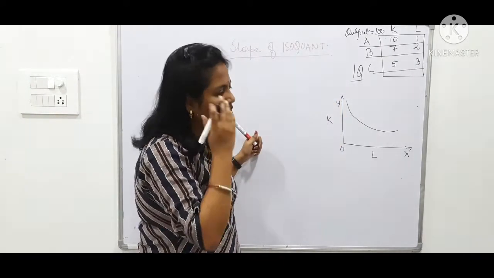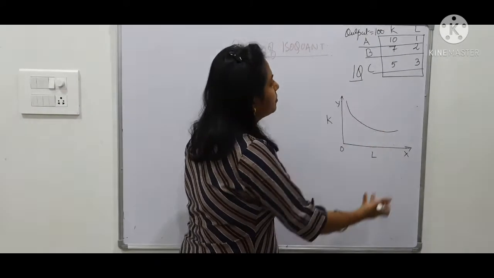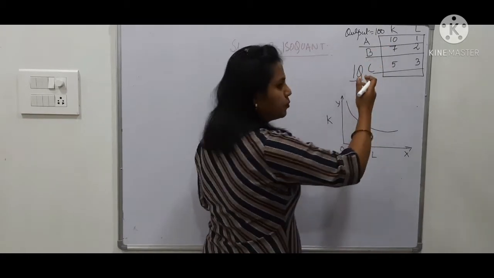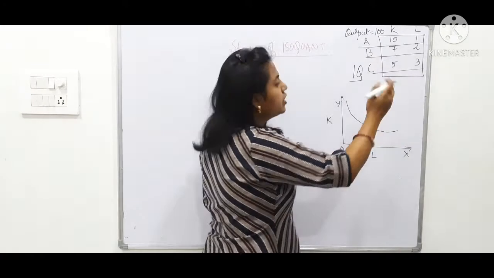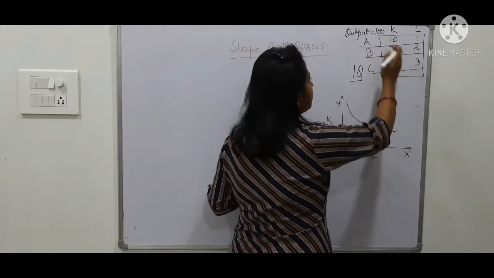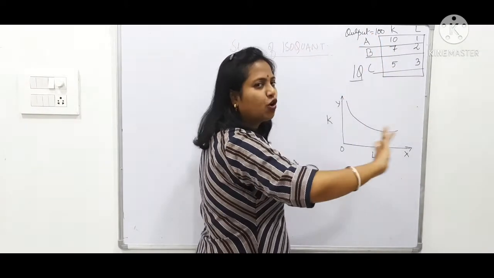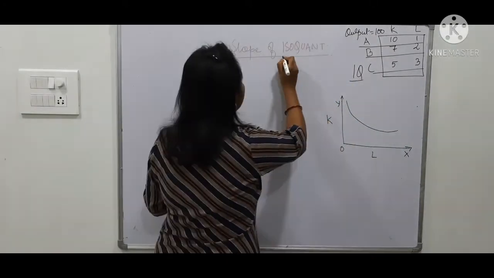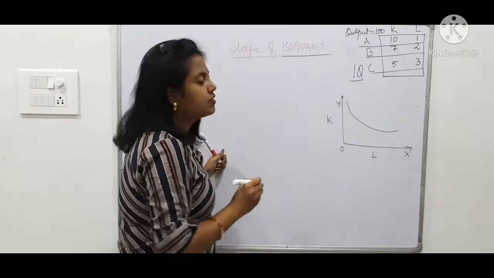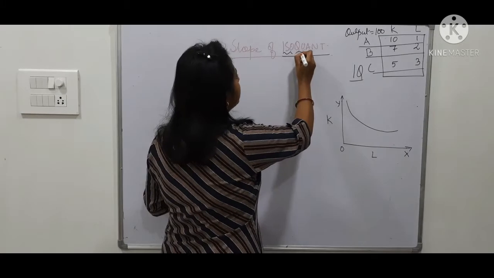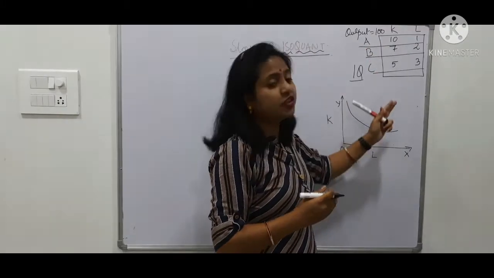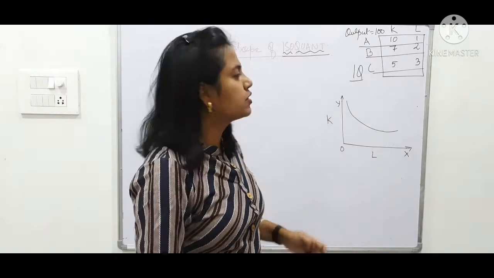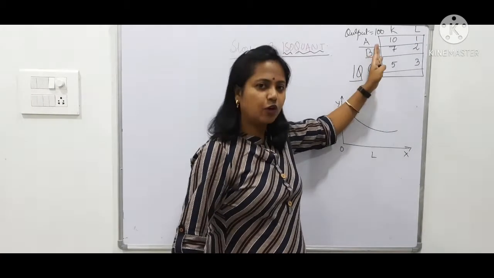But you might have some questions that there may be some other combinations which may not be producing 100. Some combinations of labor and capital may be producing more. Some combinations of capital and labor may be producing less. That is beyond the scope of discussion when it comes to isoquant. Why? Because iso means same and quant means quantity. So we are concerned only about those combinations which can produce the same quantity of output.